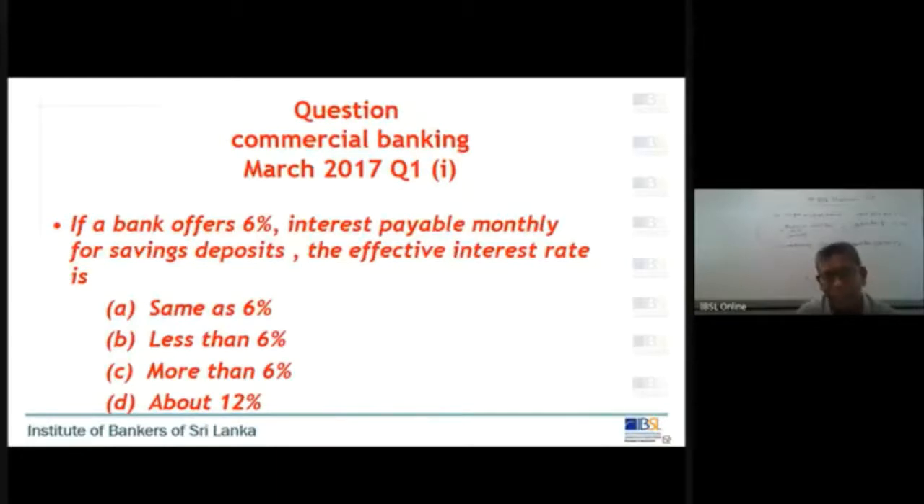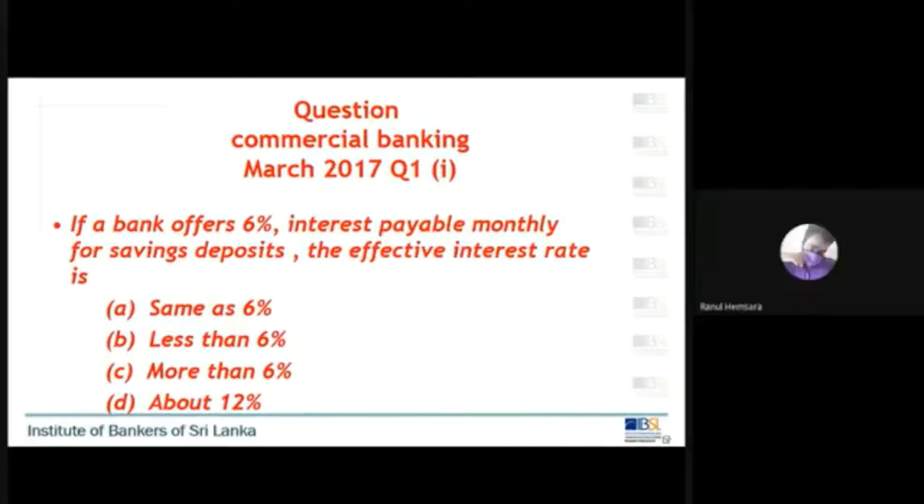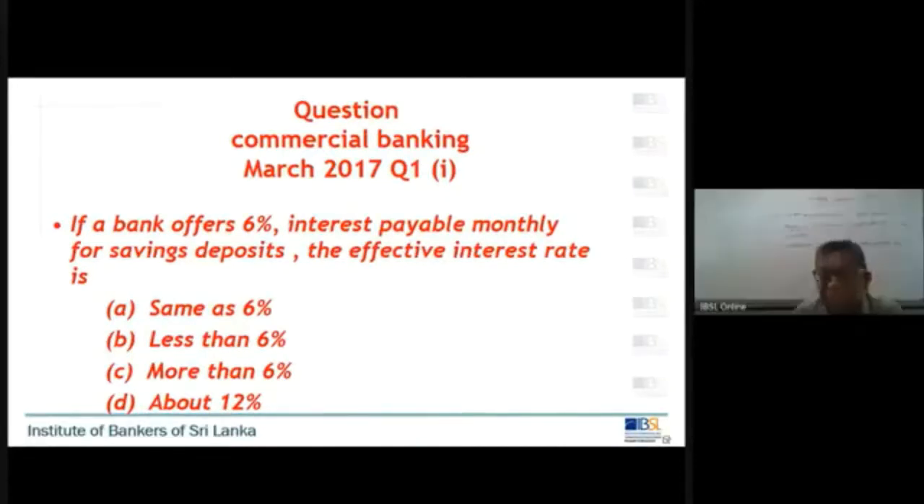What may be the answer? Now, look at this principle. What is the correct answer? If the bank offers 6% annually, what the examiner is asking is, you get the interest monthly, not waiting for one year, it's a savings product. So is your effective annual rate 6%, or more than 6%, or less than 6%? What may be the correct answer? More than 6%. Clear? More than 6%. Why?